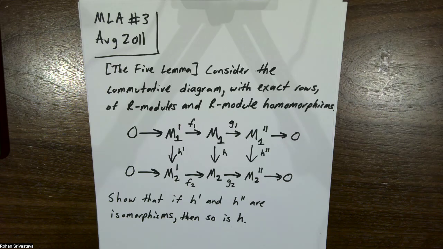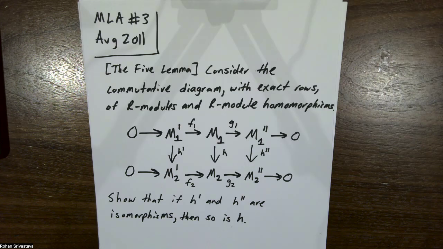And so we have these two short exact sequences in the rows, and then we have maps from the first row to the second row. And the problem says that if the first and third downward maps are isomorphisms, then so is the middle one. So this is called the short five lemma. And here we are working with R-modules and R-module homomorphisms.